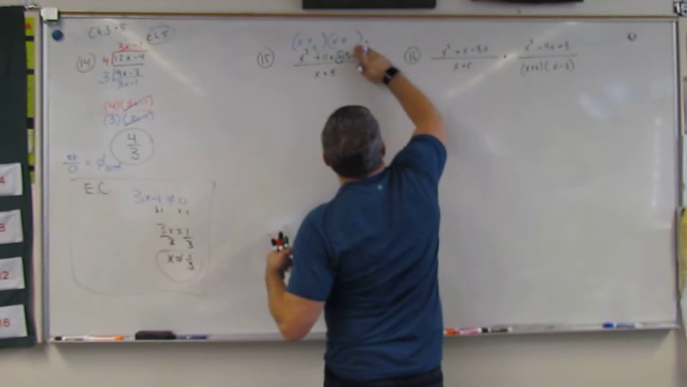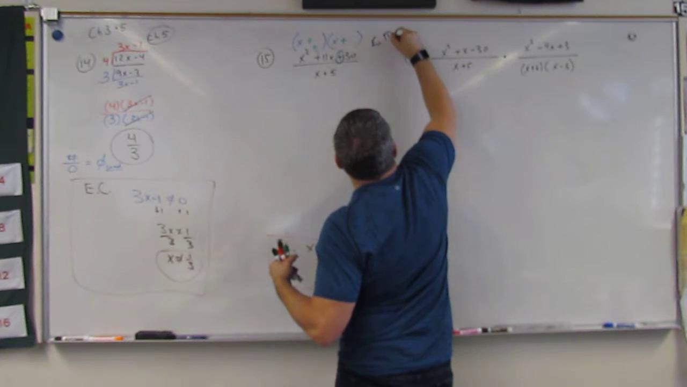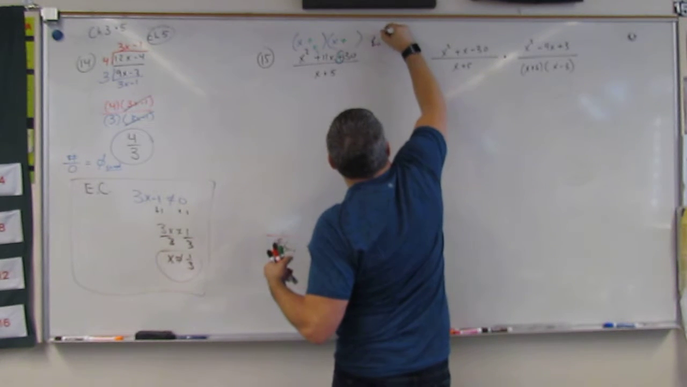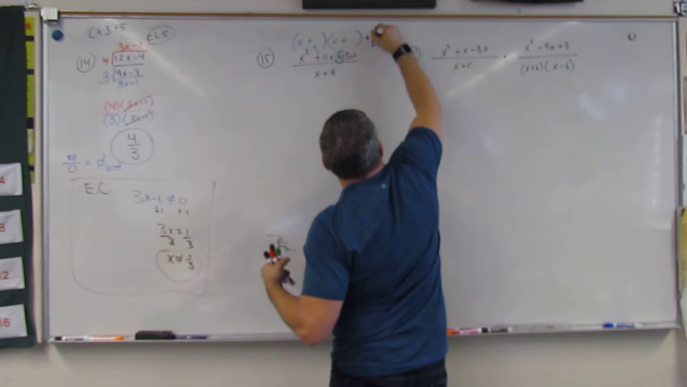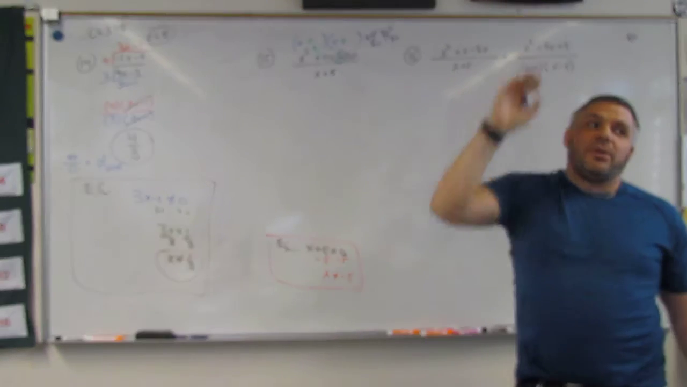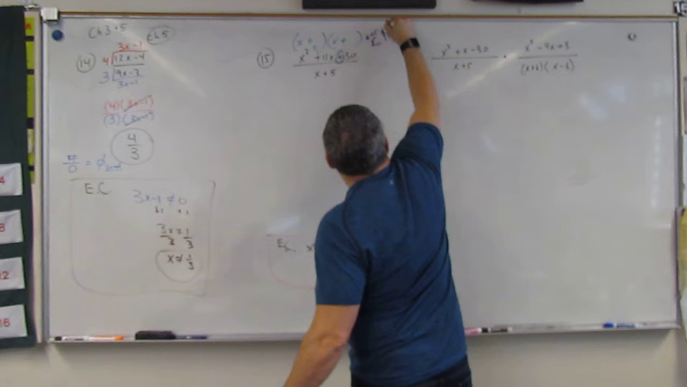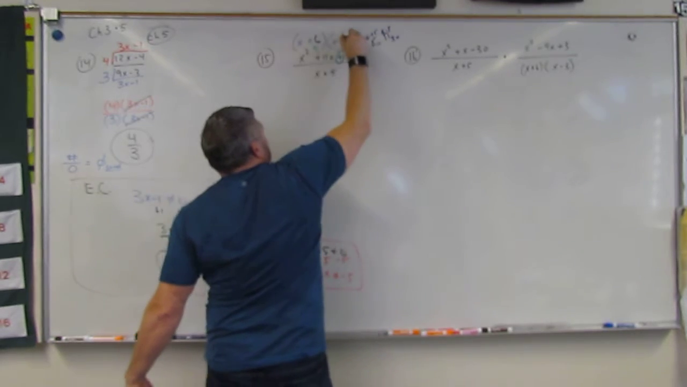Good, 5 and 6. So the sum is 11, the product is 30. So we're saying 5 times 6, or are we saying 6 plus 5? Which one are we saying? Always big number first, right? So 6 times 5, and that way we plug in 6 and 5.